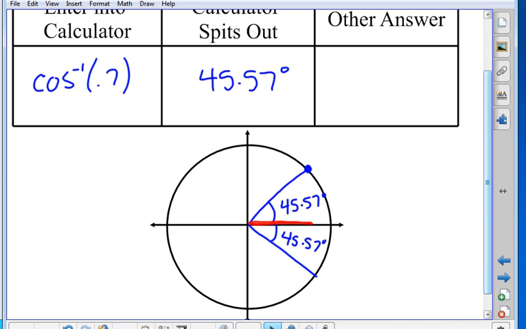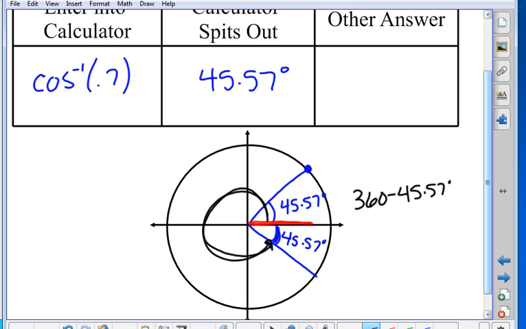But I want that angle measured from 0. So I need to measure this distance right here, measured from 0 all the way around the unit circle. And that 45.57 degrees that's down there in quadrant 4, this angle right here, is 45.57 degrees shy of 360. So to figure out that angle measured from 0, I will go 360 minus 45.57, which will give me 314.43.